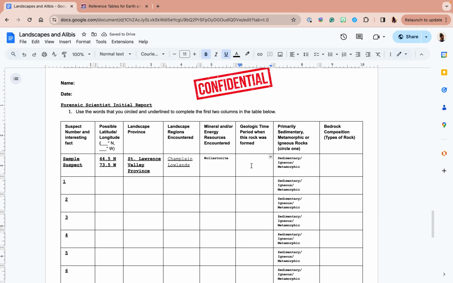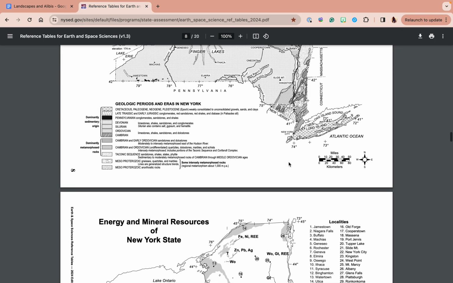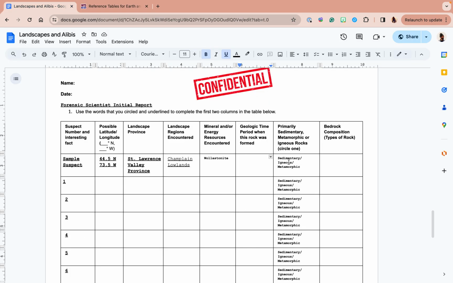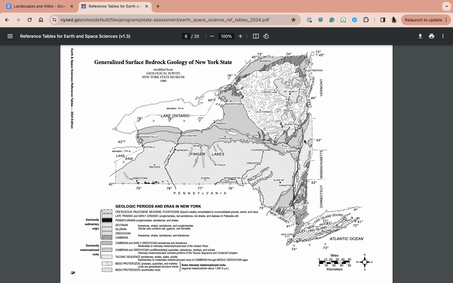The next thing which we'll be looking for will be on our last map, and that map is called the Generalized Surface Bedrock Geology of New York State. It's going to ask for three different things. One is going to be the geologic time period, one is going to be the metamorphic, sedimentary, or igneous rock, and the last one will be bedrock composition. So I'll look here and see if I can find Plattsburgh, which I see up here. And Plattsburgh is a black little dot that has these diagonal lines running through it. So I'm going to use my key to go find my diagonal lines here. This looks like what I'm looking for.